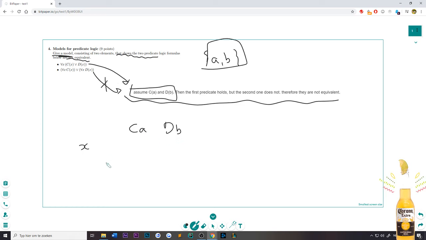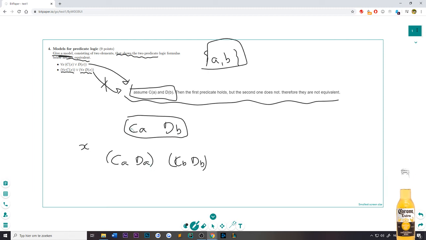So the second one only holds if D(A) and C(A), or if C(B) and D(B). The second one only holds if either of these two: for all x, they're C, or for all x, they're D. But that's not the case here. Here we have two different elements. And that's why the second one does not hold for C(A) and D(B).